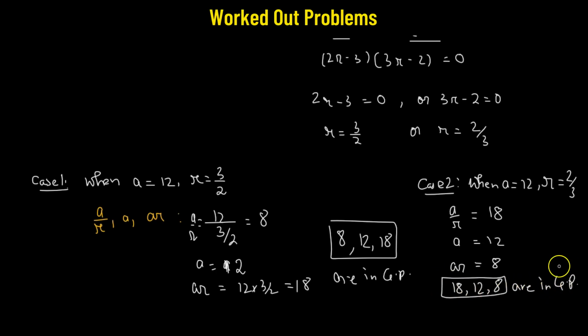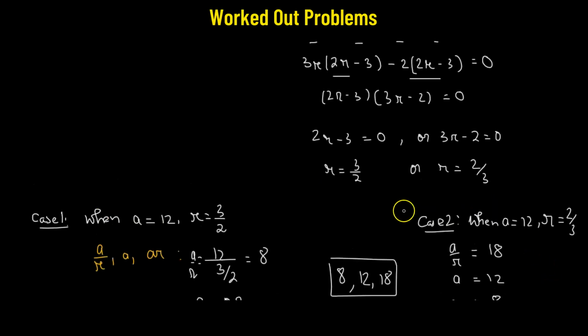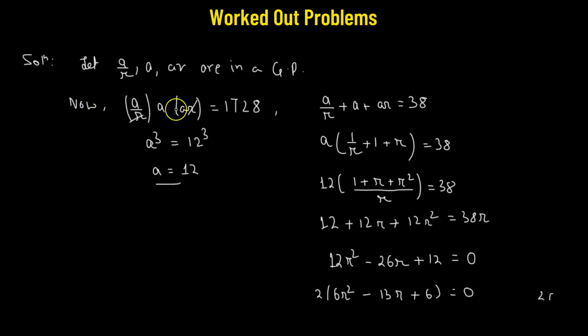So this is also going to be in GP. So this is how we can obtain three numbers that are in GP such that their sum is given as 38 and their product is 1728. So let's move on to the next problem.